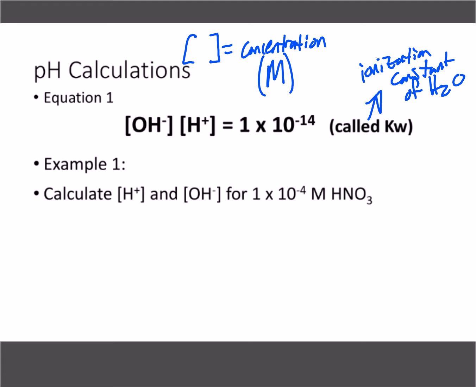All right, so here we go. Example number 1. It says calculate the hydrogen ion concentration and the hydroxide ion concentration for a solution of HNO3, nitric acid, with a concentration of 1 times 10 to the minus 4 molar. First step, guys, with every problem.